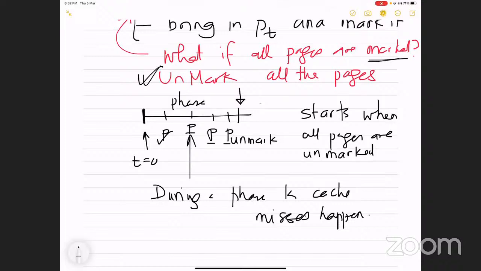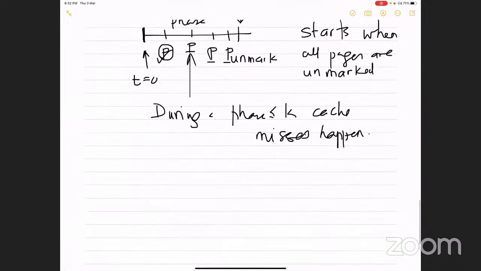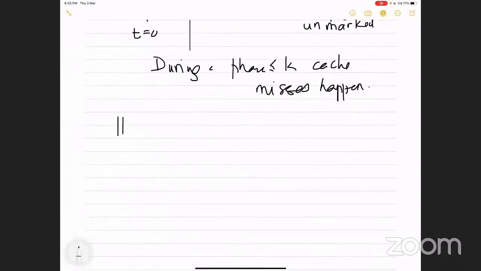And so why exactly K? Oh, at most K, because this page P could have been in my cache already. Yeah, you're right. So now this shows that the number of cache misses is at most K times the number of phases.